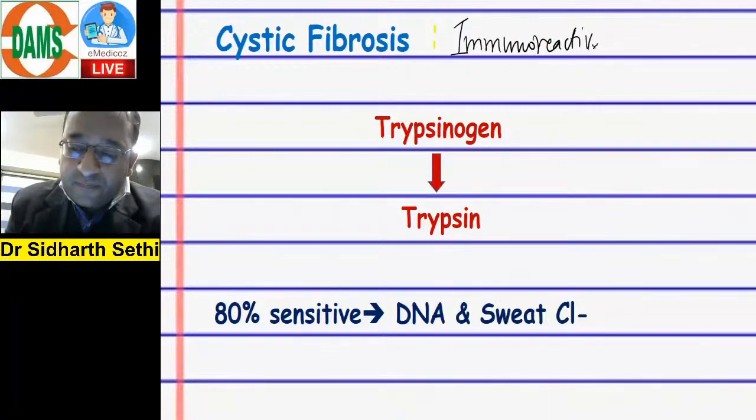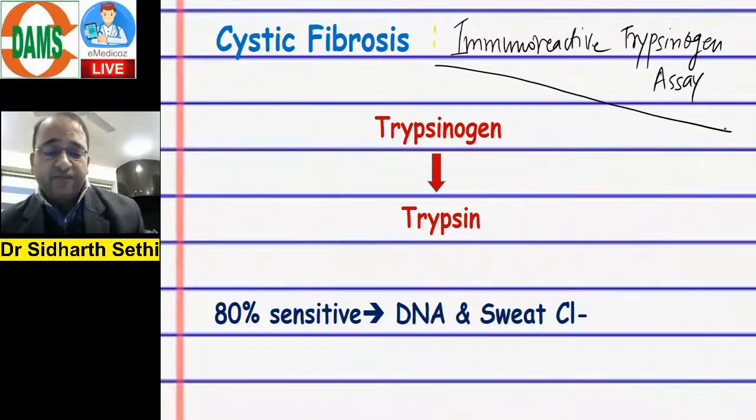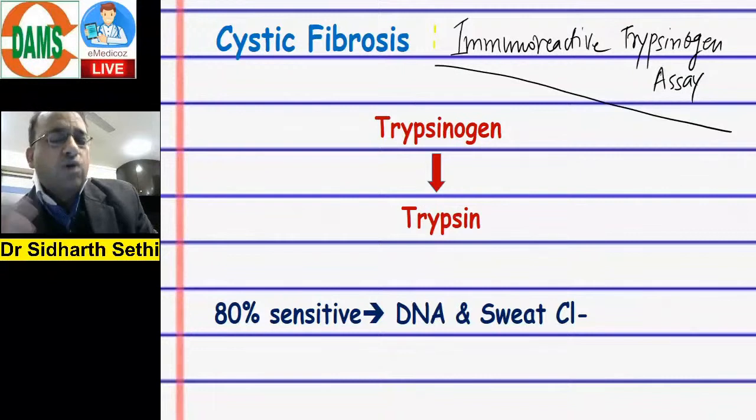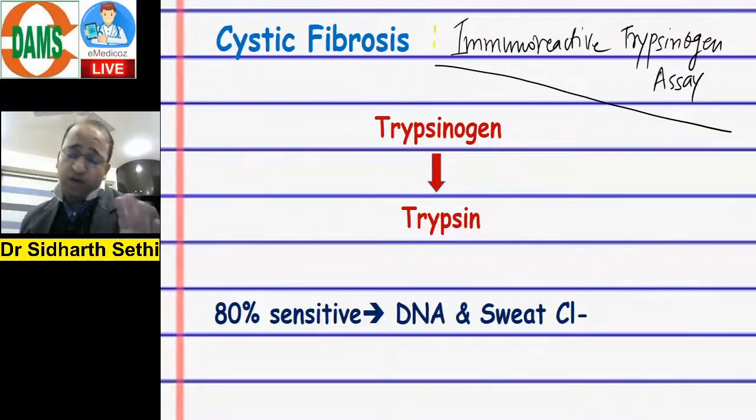immunoreactive trypsinogen assay. So the screening test for cystic fibrosis is immunoreactive trypsinogen assay. Now remember, cystic fibrosis is the most common cause of pancreatic insufficiency all over the world. In babies, in children, the most common cause of pancreatic insufficiency is cystic fibrosis.